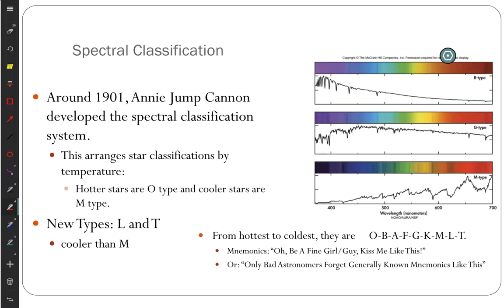Now the last two, the L and T, those are newer types, and those are really cool. A T may not even be considered a star, it's so cool. It might be just considered a brown dwarf, a failed star. So, O, be a fine gal, kiss me like this.